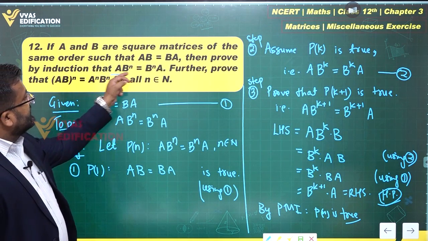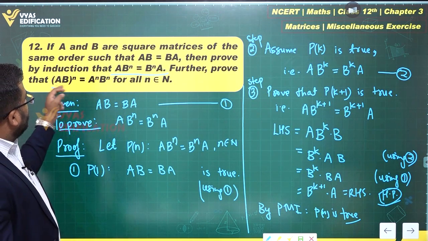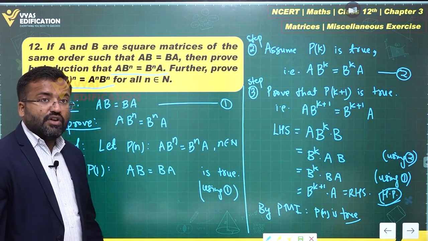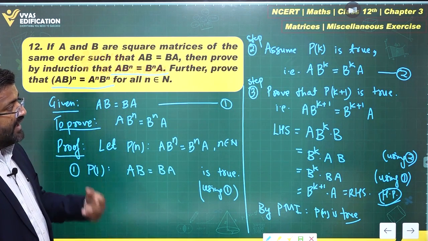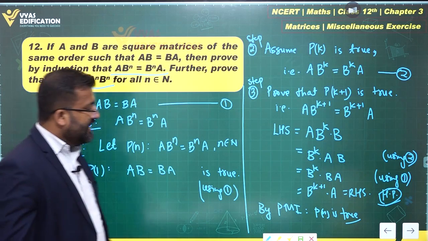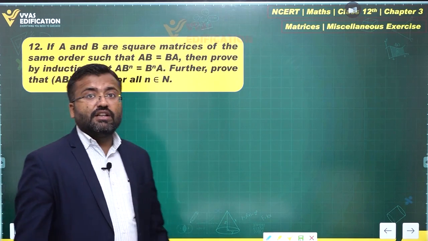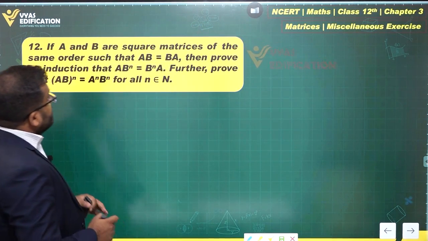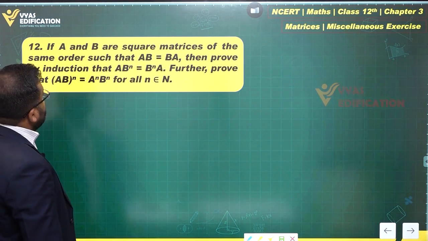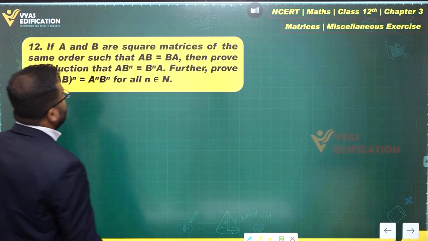Now we have done this much. Further, prove that this equals this for all n belongs to natural. Can we go ahead and prove that as well? Yes, we can maybe prove that. Let's take a look at the second part after this. Next, what are we supposed to do in this case, right? (AB)^n is equal to A^n B^n.